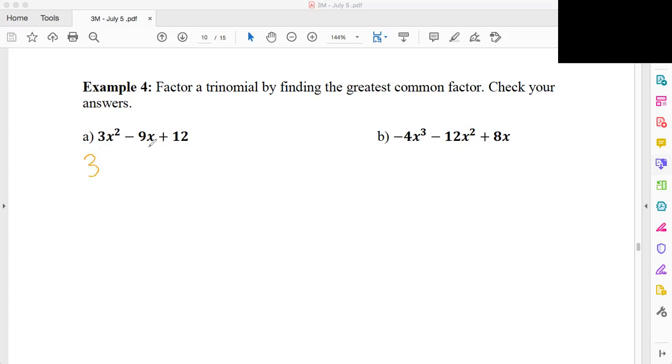Because that last 12 at the end here doesn't have an x, we're not adding an x to our greatest common factor. So 3x squared divided by 3 is x squared. Same sign. 9x divided by 3 is 3x. Same sign. And then 12 divided by 3 is 4. That's it. Oh, and I forgot to check the other ones. Okay. So we're going to check this one out.